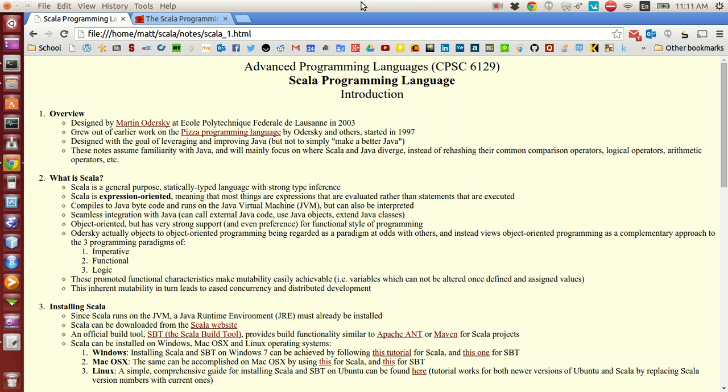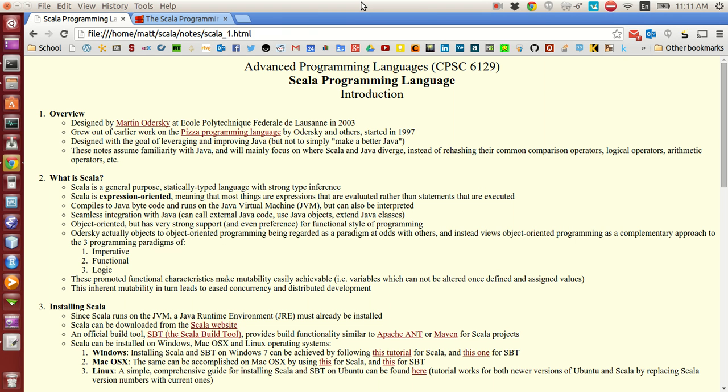Scala was designed with the goal of leveraging Java, but not simply to make a better Java. He didn't want to change syntax around and keep the same ideas. He was actually looking to make changes under the hood, most notably with the addition of functional programming constructs.